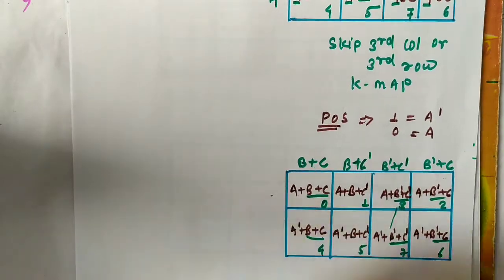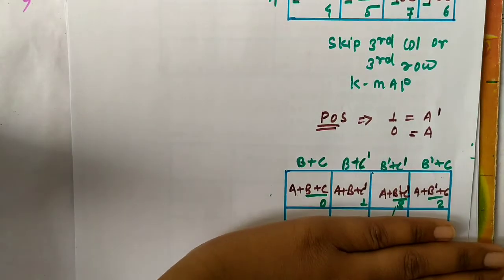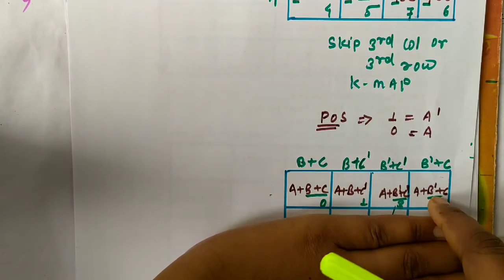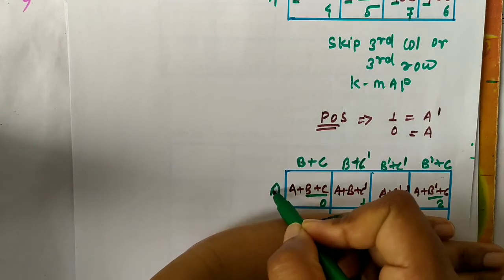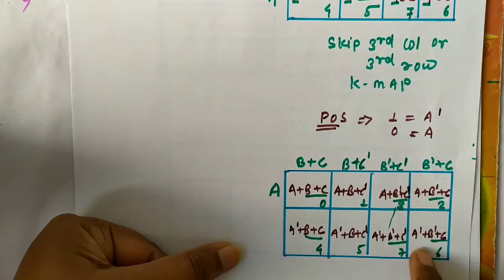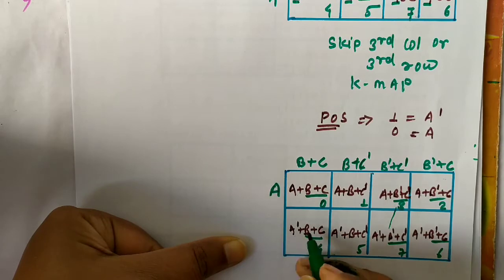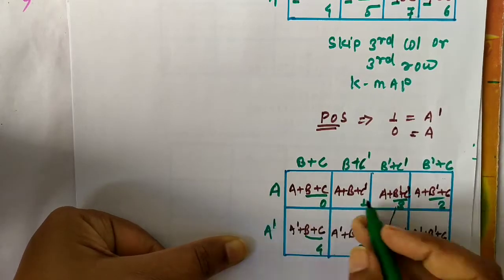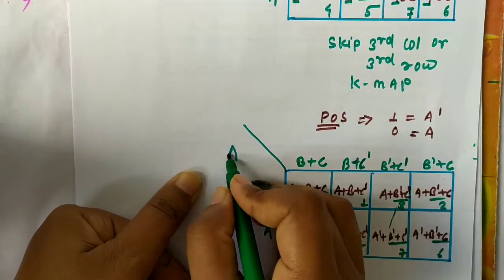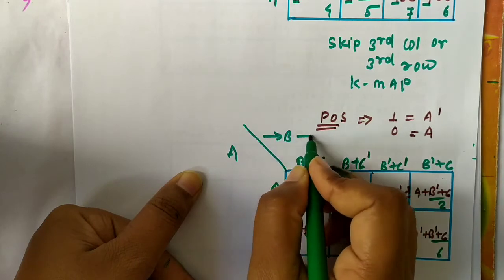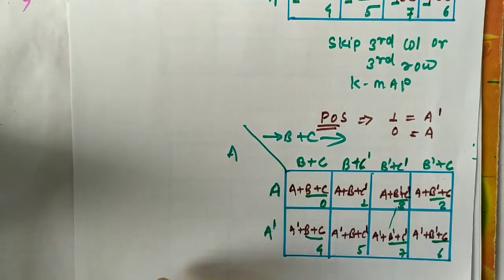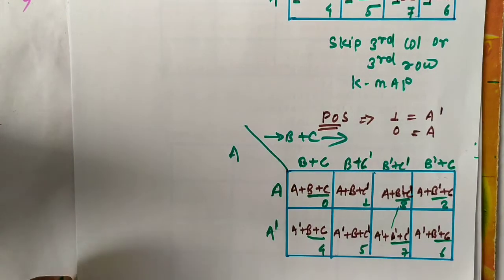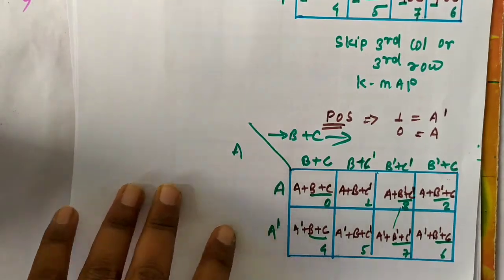For the next one is row. For the row, here a is common. So we have to write a. For this one row, what is the common? That is a dash is common. So we have to take a dash. So here is the a, and now it is here for b or c. This is the 3 variable K-map forming.